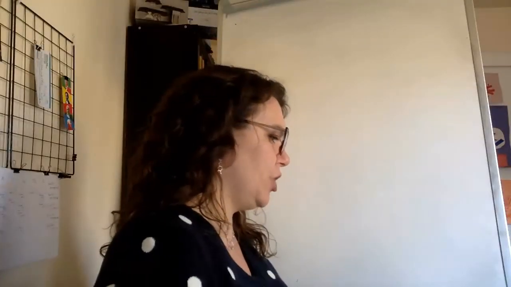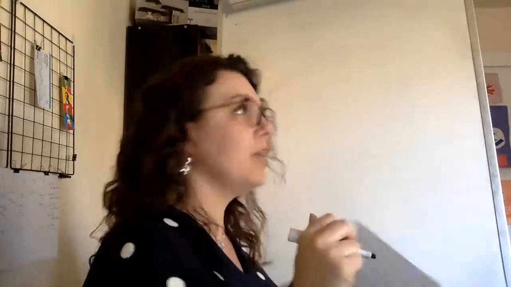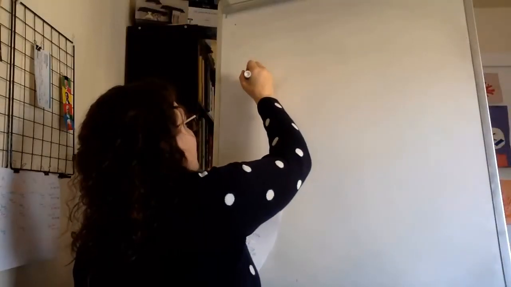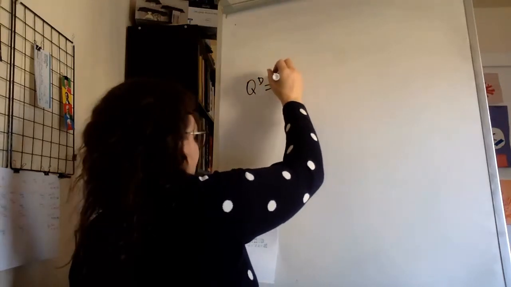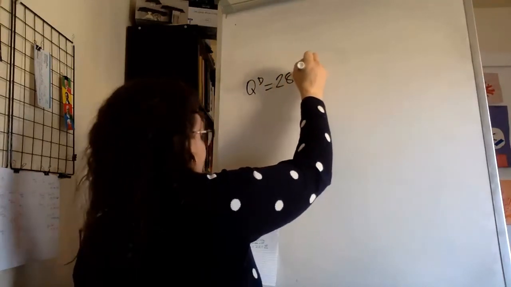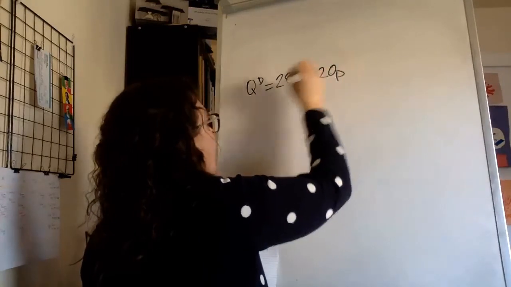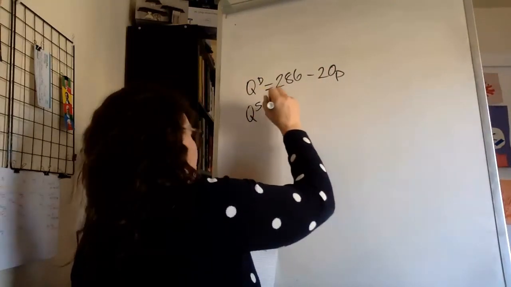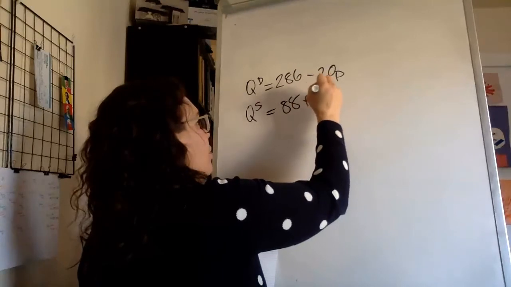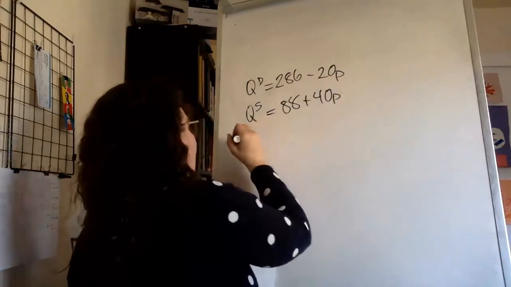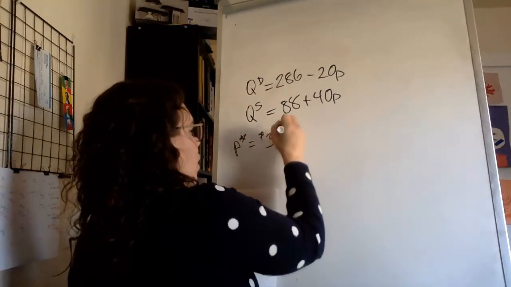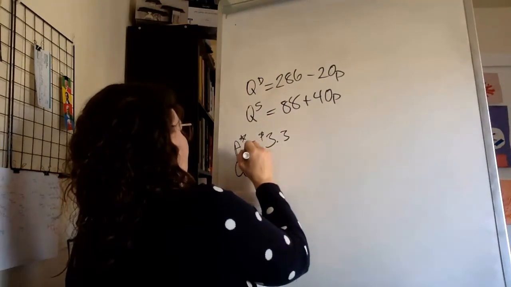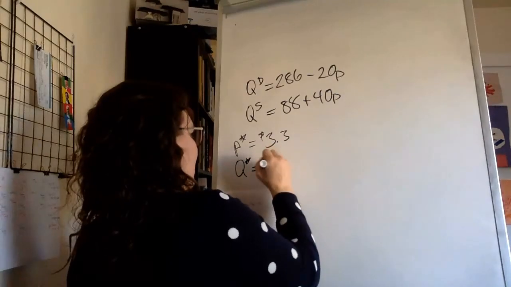The other thing I wanted to do is go over the last little bit of the chapter that we didn't spend a lot of time on, which was putting this all into a graphic representation. So if we have our demand function, quantity demanded is equal to 286 minus 20p, quantity supplied is equal to 88 plus 40p, and then we found that P star is equal to 3.3. The equilibrium quantity is 220.